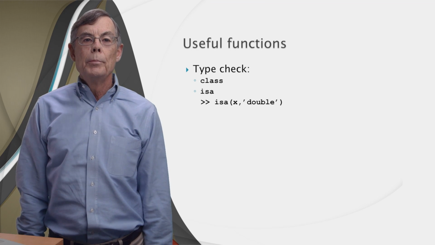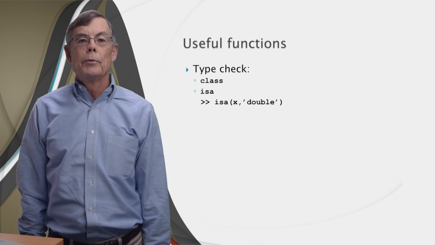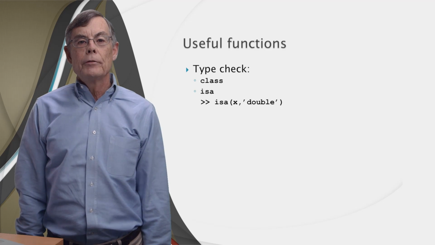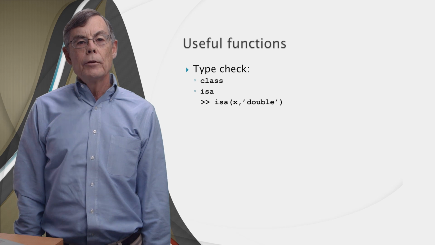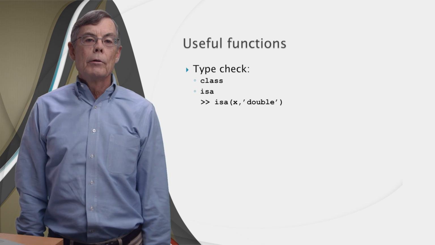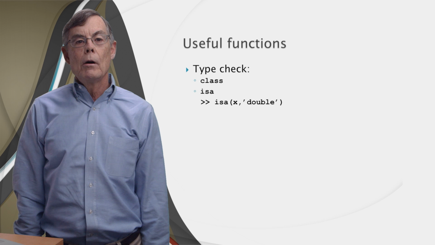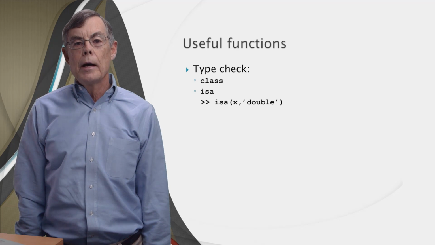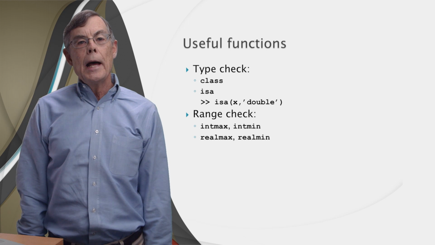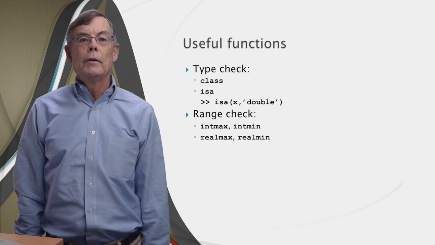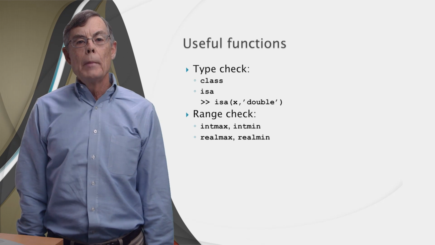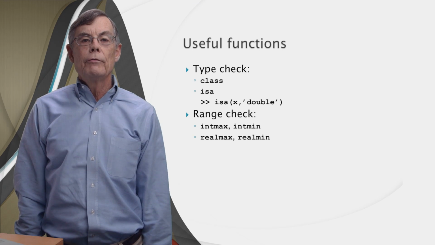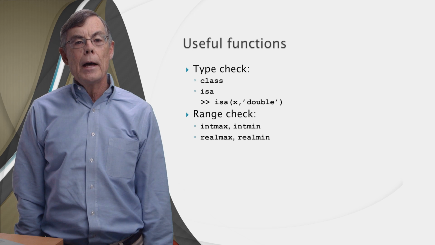Here are a couple of useful built-in functions for checking data types. We've seen the class function before. It returns the name of its argument type. The is a function is new. It returns true or false, depending on whether the first argument has the data type whose name is given in the second argument. The int max and int min functions give the maximums and the minimums of the integer types. And real max and real min do the same thing for the floating point types. We'll try them out in a minute.